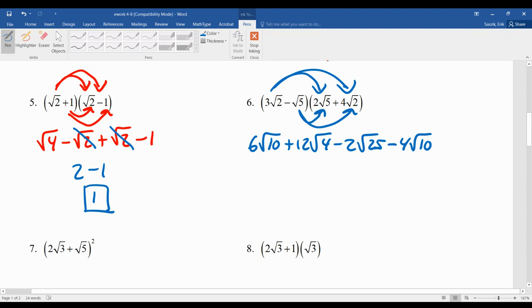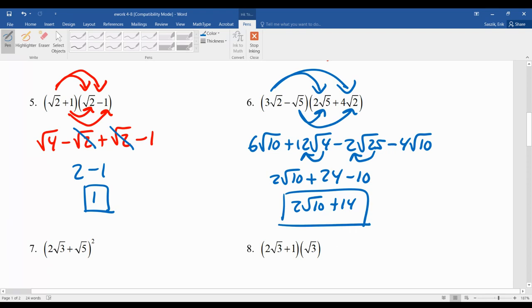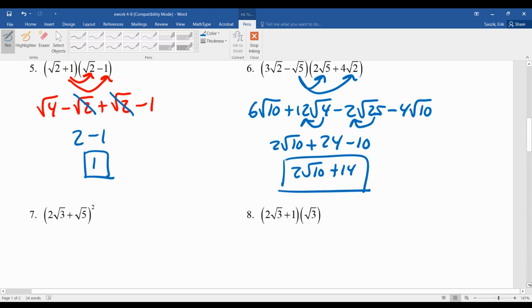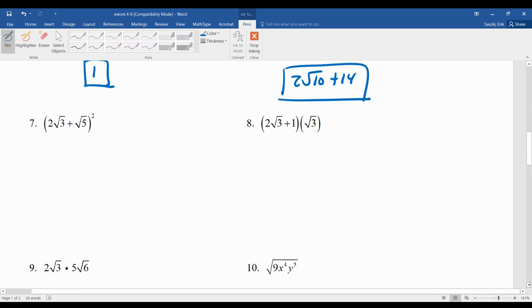Now, if you guys notice here on the ends, we have like terms. 6 root 10 minus 4 root 10 is 2 root 10. Here in the middle, this root 4 comes out as a 2, turns that 12 into 24. Root 25 comes out as a 5, turns that into negative 10. Now we have like terms there. So we end up with 2 root 10 plus 14. Can't combine those because they're not like terms.